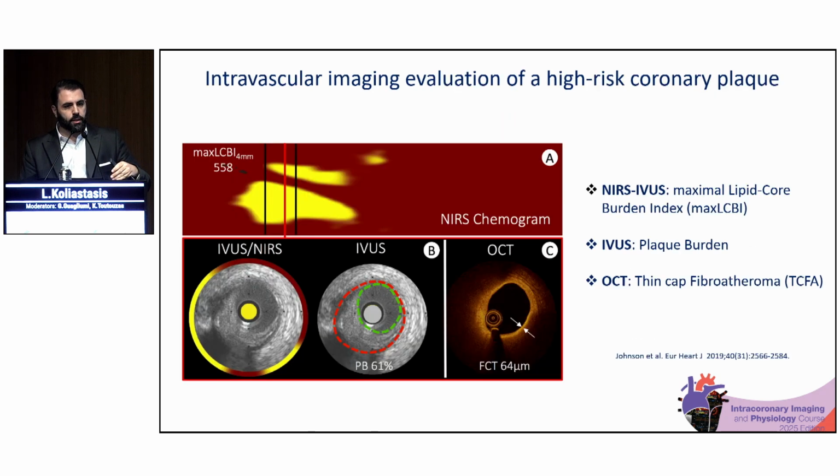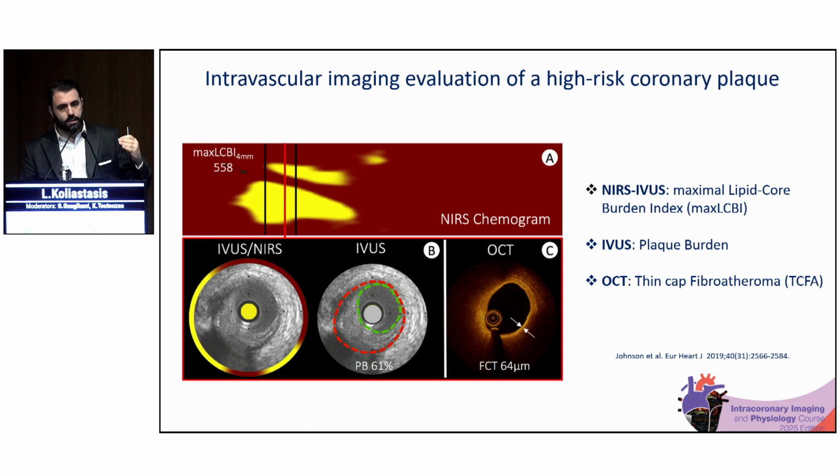So, intravascular imaging evaluation. The three major modalities. First of all, let's start with the right one, the OCT. The OCT can assess the thin cap fibroatheroma by measuring the cap itself, and if it's, the literature says, less than 65 microns, it's supposed to be a thin cap fibroatheroma, and we may see the lipid core as well, not as well as with the IVUS because of the less tissue penetration.